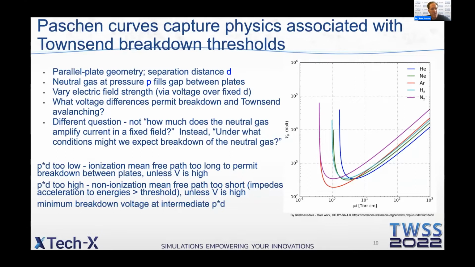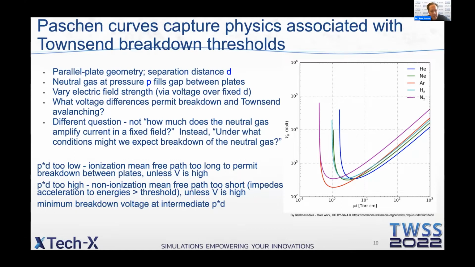Going to change direction slightly. I'm going to talk about Townsend Paschen curves now. And this is essentially a curve that tells you where these breakdown thresholds for Townsend discharges happen. Now, you can imagine if I had a very weak voltage and I sent an electron from the cathode to the anode, then nothing would happen, and we would not call that a plasma.